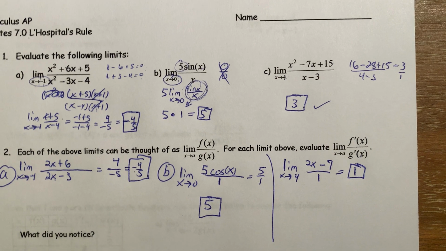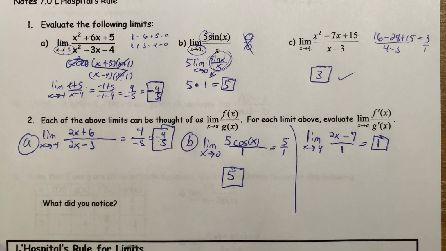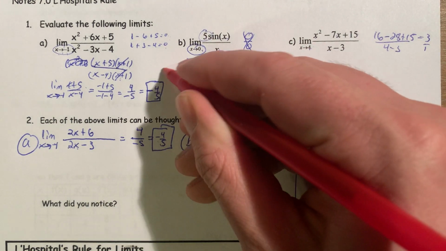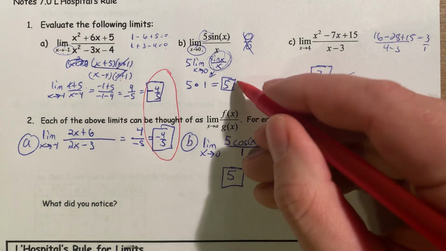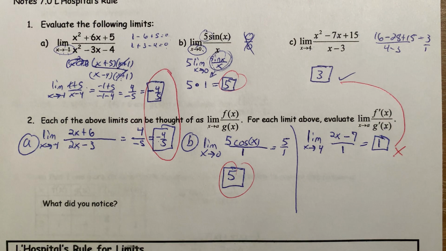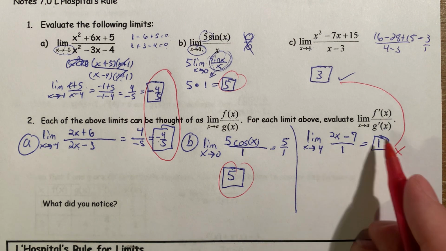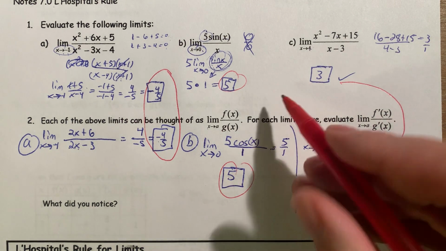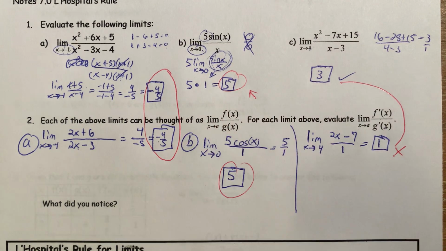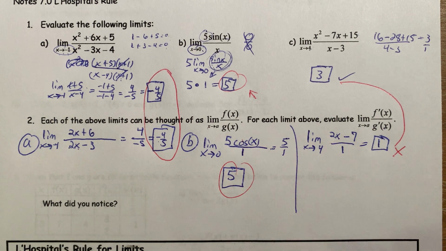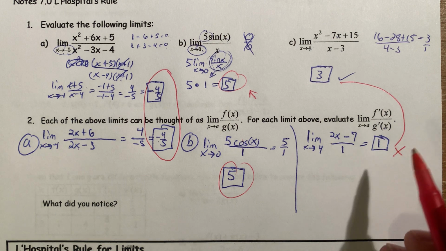So what did you notice about these three limits? I hope we noticed that these two are the same, and these two are the same, but these ones are not the same. And so there's this kind of weird trick where you can do the derivative of the top and the derivative of the bottom, and sometimes that makes it much easier. Like this one was, I bet a lot of you forgot how to do this one from the first semester, but doing it this way is quite easy. But sometimes it doesn't work.